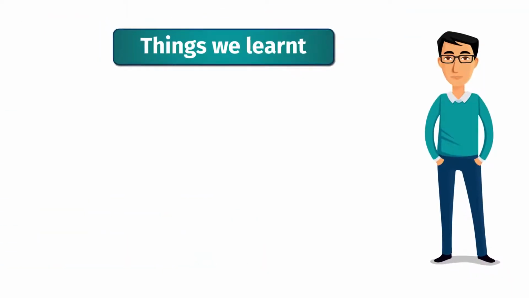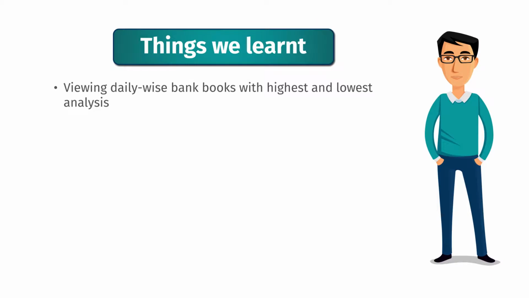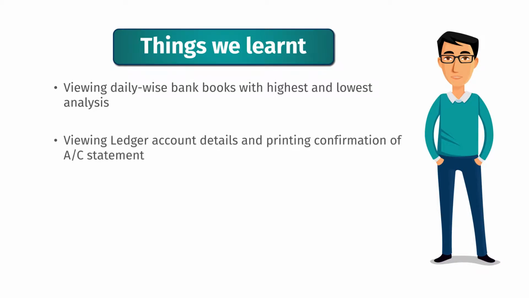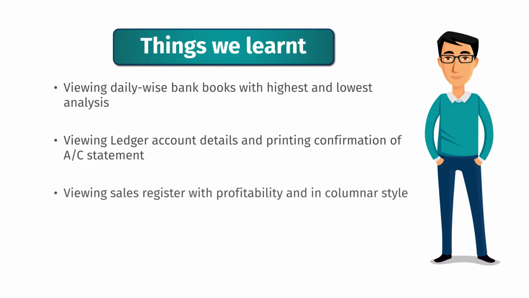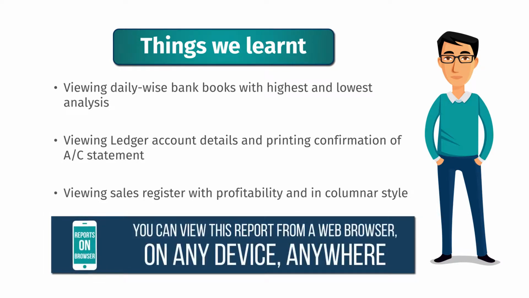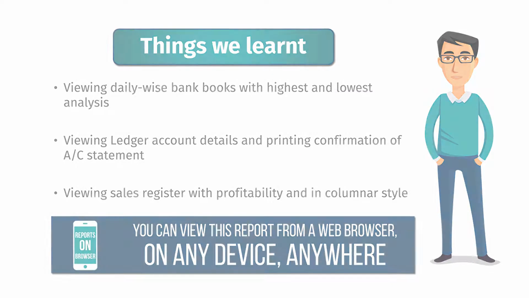So here is a quick recap. Today we learnt about viewing day-wise bank books with the highest and lowest balances, viewing ledger account details and printing confirmation of account statement, and viewing sales register with profitability and in the columnar style. With our latest TallyERP 9, you can access these reports from a web browser on any device, anywhere.